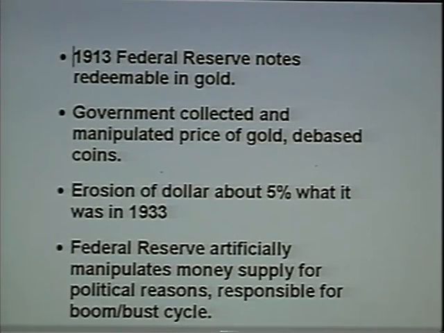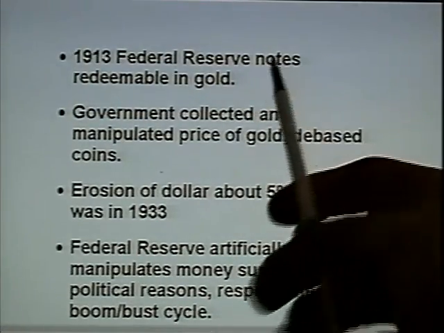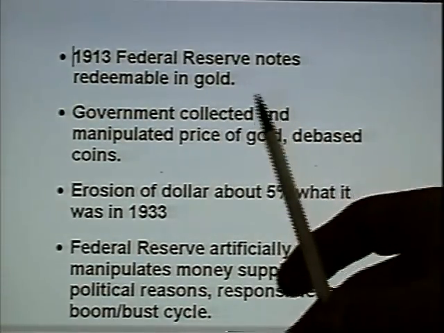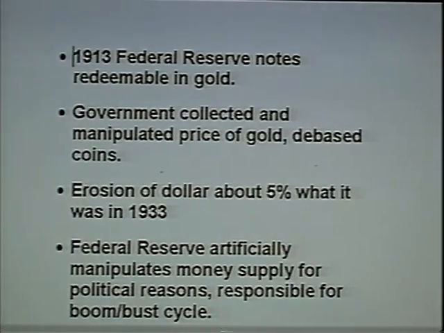So in 1913, the federal government decided to get rid of all these banks generating notes. They put together a couple of private banks of their choosing, which came up with what we call today the Federal Reserve. And the Federal Reserve issued notes that were redeemable in gold. And from there on, the government just went crazy in regards to money.